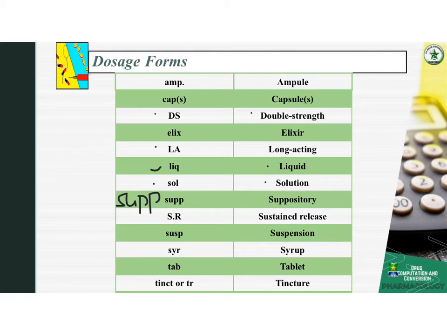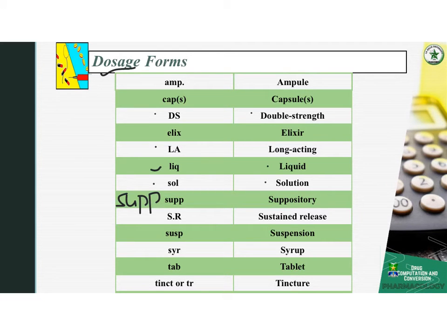Dili ibaylo imong suppository ag suspension, because this is one of the most common nga mabali nga abbreviations. SUPP is for suppository, SUSP is for suspension. We also have SYR, that means syrup, and TAB for tablets, and tinct or TR for tincture. So these are the abbreviations for the dosage forms.